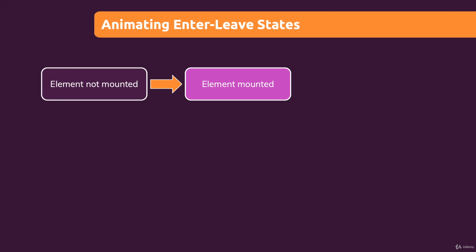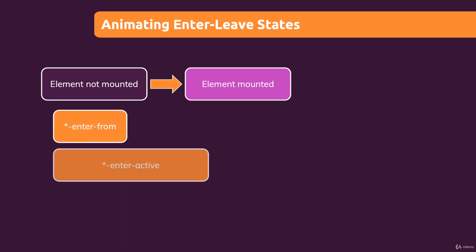Transition now adds a couple of CSS utility classes to that element. It adds an enter-from class, an enter-active class, and an enter-to class. And it adds enter-from first, enter-active at the same time, then it removes enter-from, but enter-active stays on the element, and enter-to is added right when the animation finishes.